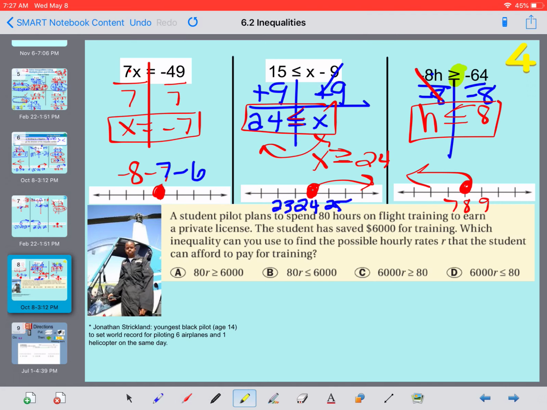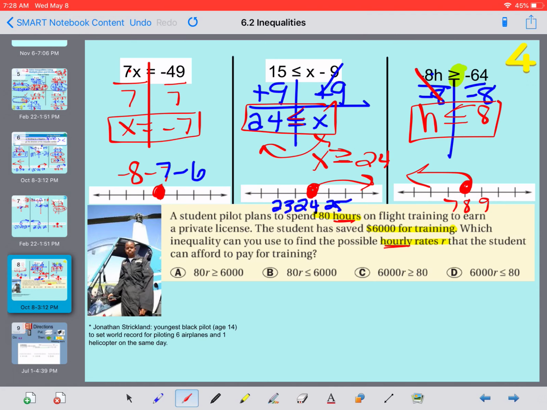Our last problem is a word problem. It says a student pilot plans to spend 80 hours on flight training to earn a private license. The student has saved $6,000 for training. Which inequality can you use to find the possible hourly rates that the student can afford to pay for training? So hourly rates, and this is per hour, and we're spending 80 hours training, and we've saved $6,000, okay?